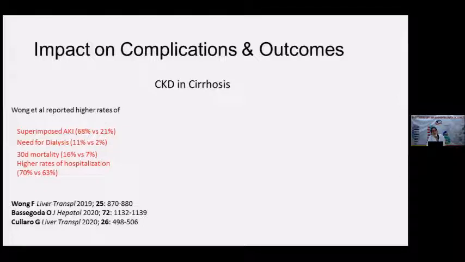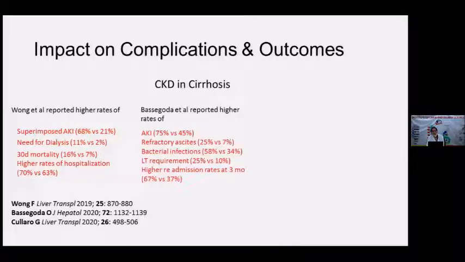Wong et al. reported higher rates of superimposed AKI, 68% versus 21%, and greater need for dialysis, 11% versus 2%. 30-day mortality was increased. There were higher rates of hospitalization, 70% versus 63%. Besigoda et al. reported higher rates of AKI, 75% versus 45%, refractory ascites, 25%, bacterial infections, 58% versus 34%, increased liver transplant requirement, 25% versus 10%, and higher readmission rates at 3 months, that was 67% versus 37%. And it worsens post-liver transplant survival, with a mortality rate of 12% post-liver transplant with CKD versus 9% without that.